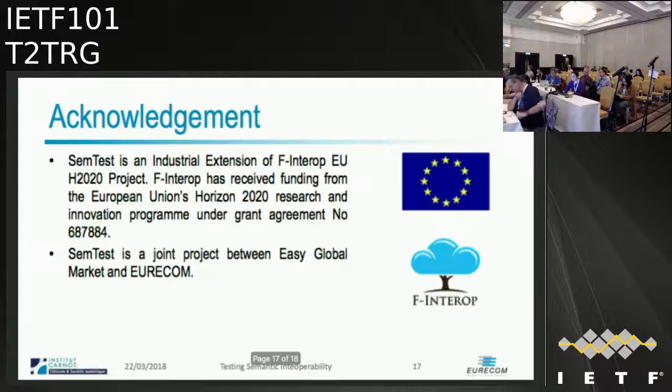So this is our acknowledgement. SemTest is an industrial extension of the FINTROP project, which received funding from the European Union H2020 programme. SemTest is a joint collaborative project between Easy Global Market and Eurecom. We are both located very close to ETSI, as you'd know if you have visited Sophia Antipolis.